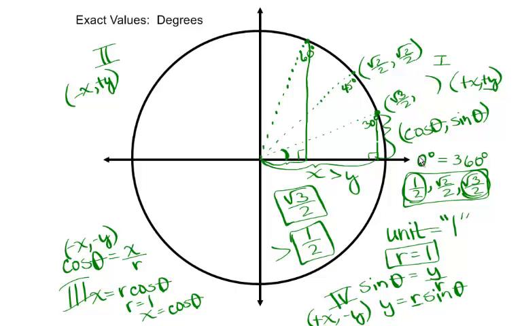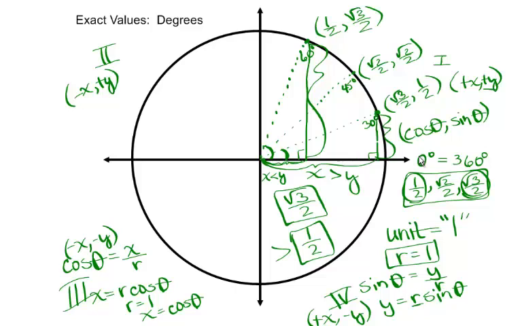Here in the 60-degree angle, since the x-coordinate has to be smaller than the y-coordinate, I know that the cosine of 60 degrees has to be the smaller of those two values. So there we are. That is what I am going to use to fill in the entire unit circle.